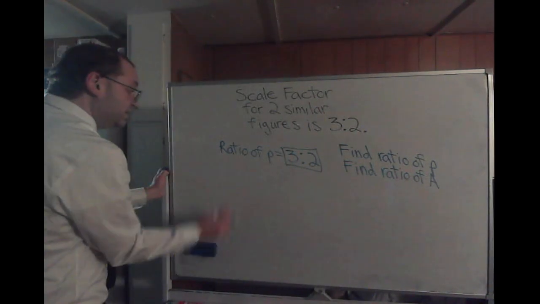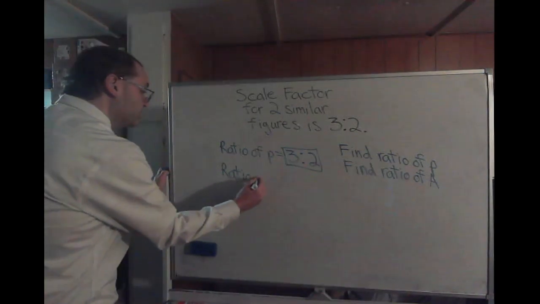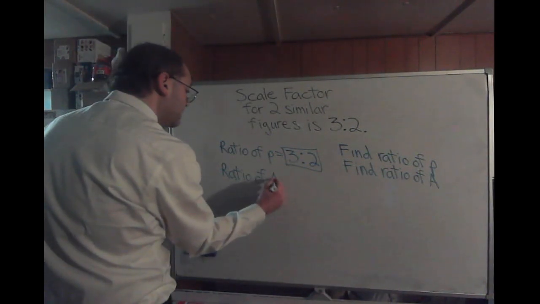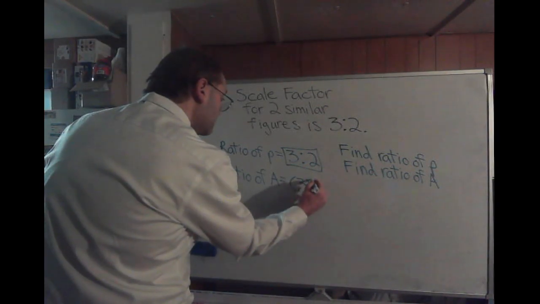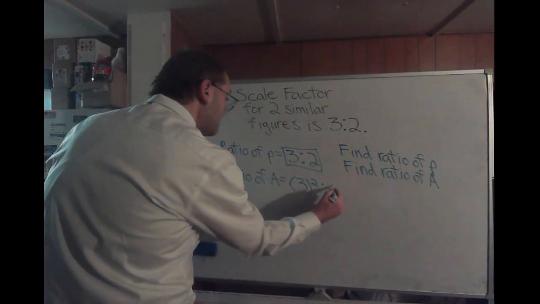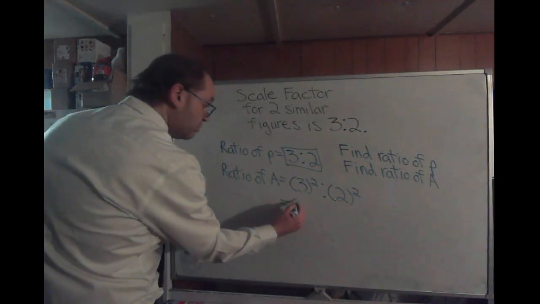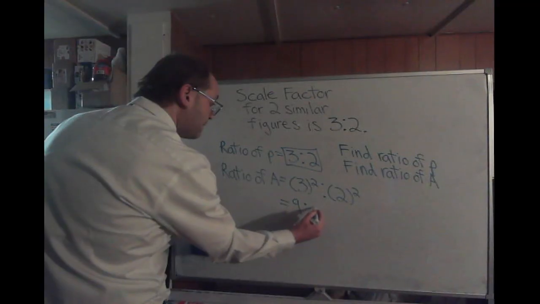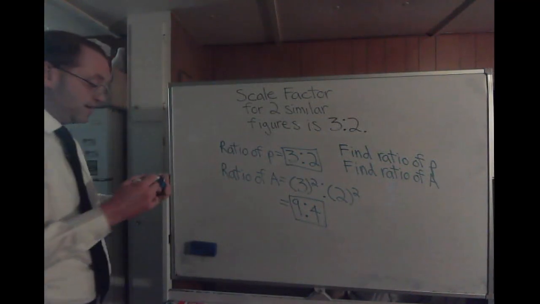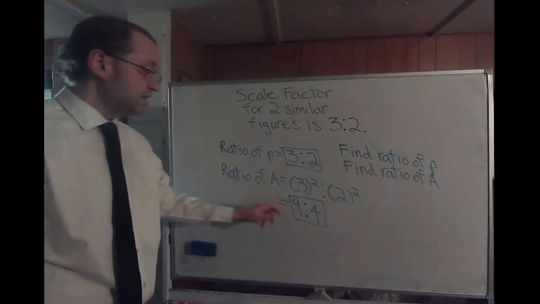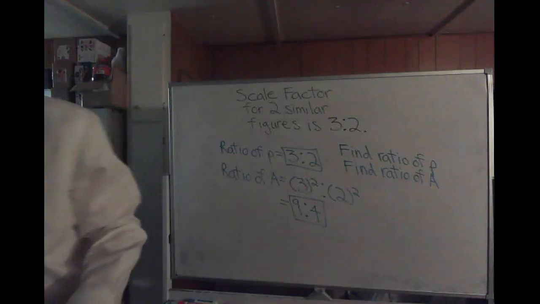Now, where it gets fun is when you try to find the ratio of the areas. Ratio of capital A. That, of course, would be 3 squared to 2 squared. And then when you do the exponents, that ratio would turn into 9 to 4. So the ratio of the perimeters is still 3 to 2 like the scale factor, but the ratio of the areas ends up being 9 to 4 because of the square units.